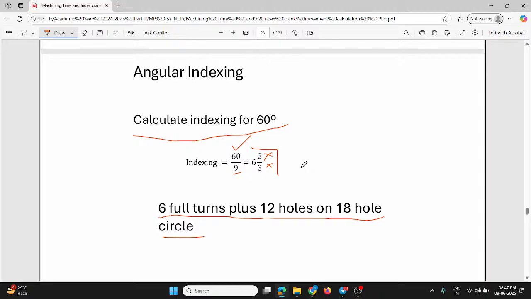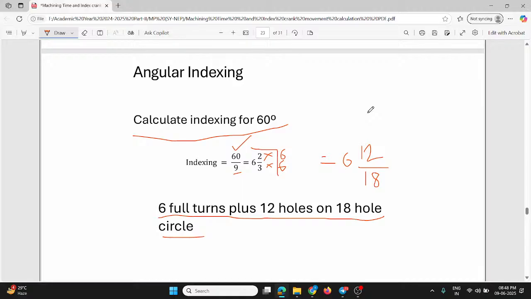and so here we can multiply the numerator and the denominator by 6, and so you can get 6 is to 12 by 18. Why do you have to multiply the numerator and denominator? Because a 3 whole circle line is not available there on the index crank.